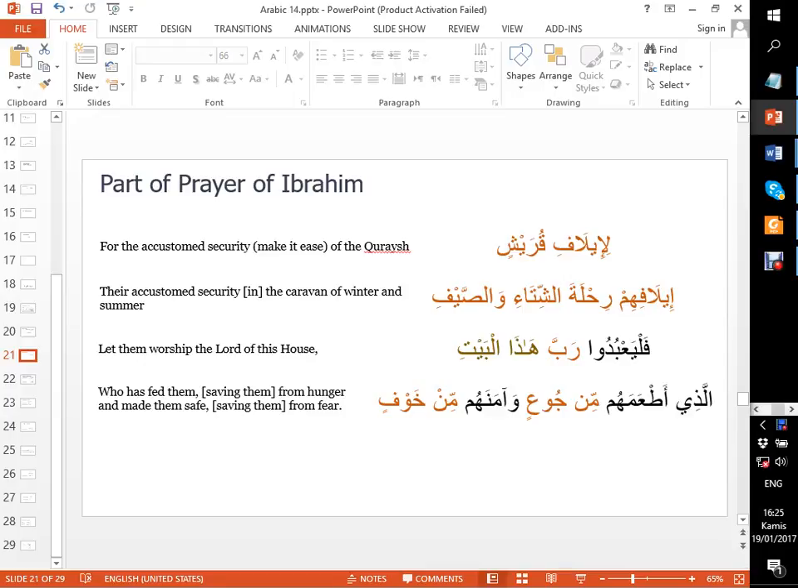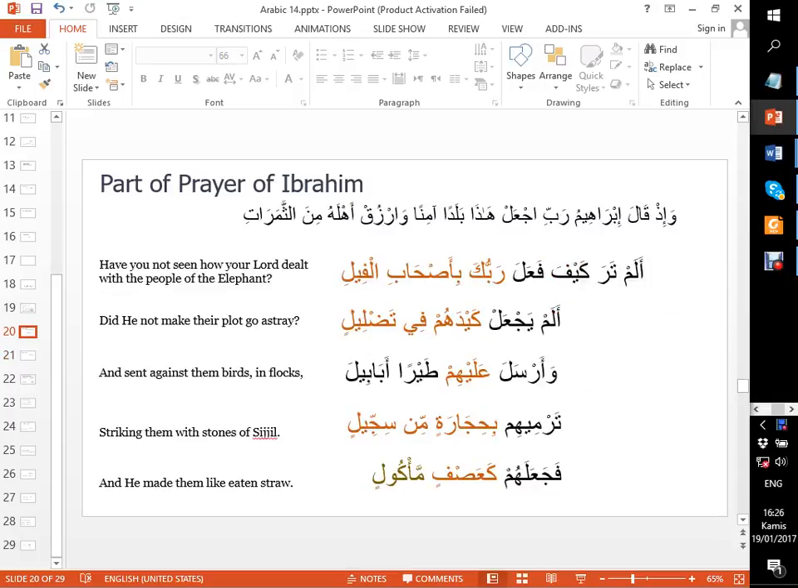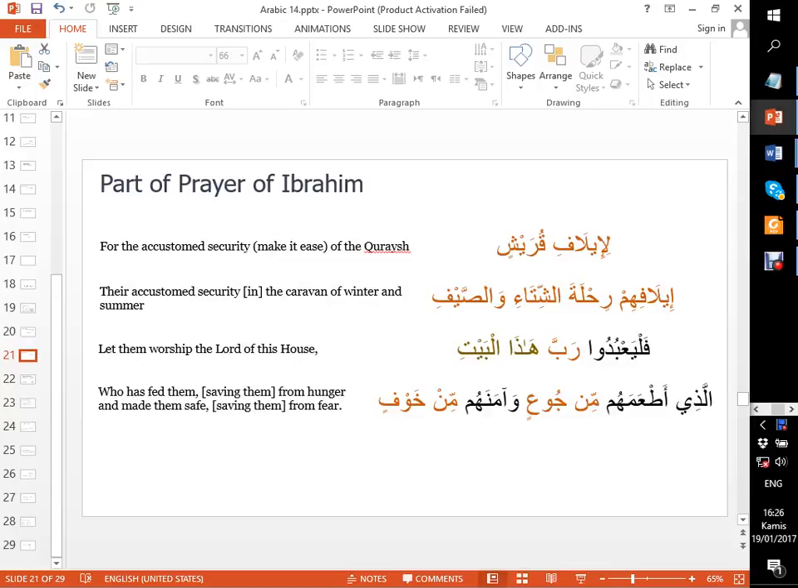So if you take a look at the first ayat, why is the first ayat using the word li? Some scholars argue that these words are actually a continuation from this fruitful field. So Allah subhanahu wa ta'ala destroyed the people of the elephant for their safety, for their security, to make the Quraysh feel at ease.